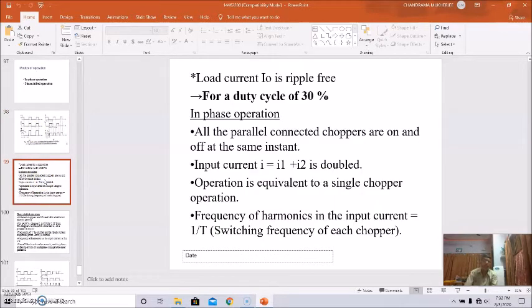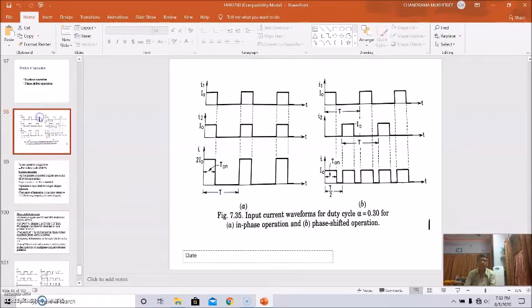Now for 30% of duty cycle, in-phase operations, all the parallel connected choppers are on and off at the same instant. So that is shown here. This is chopper 1 and this is chopper 2, operated getting on in the same direction and at the same time, and off at the same time. So that is the beauty of in-phase chopper.